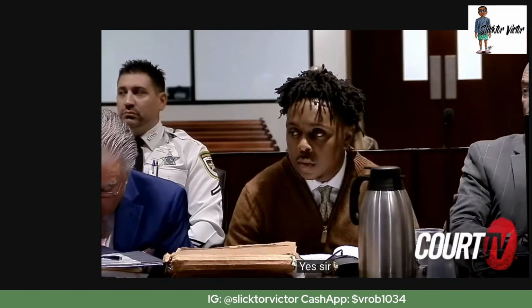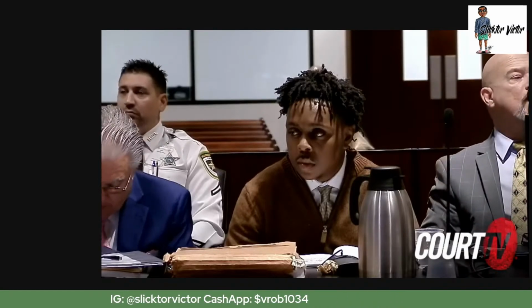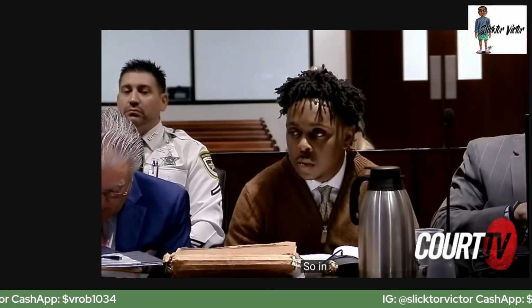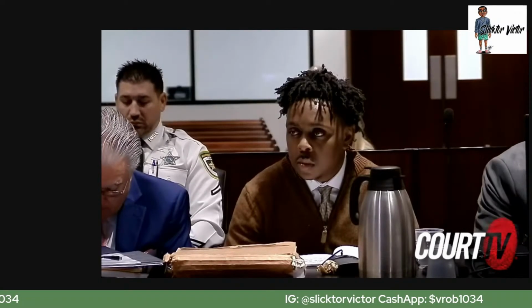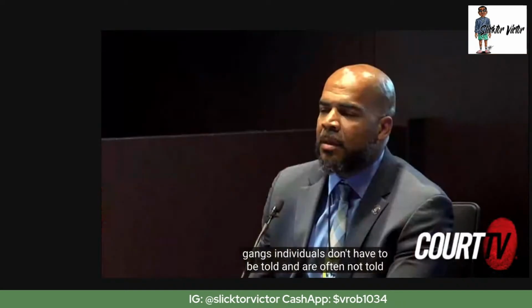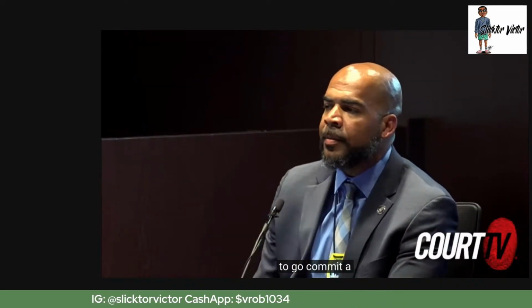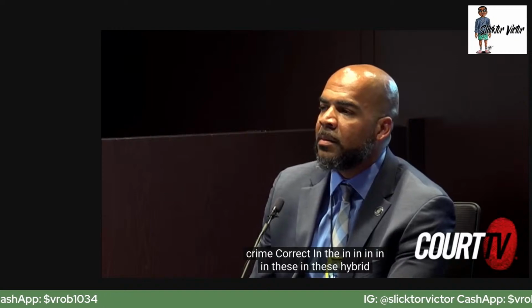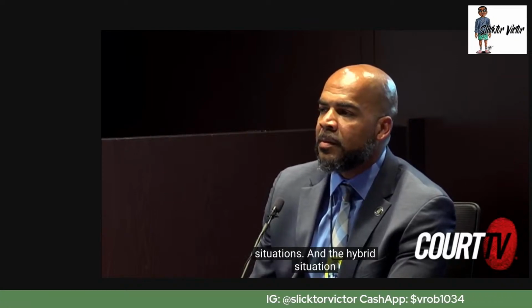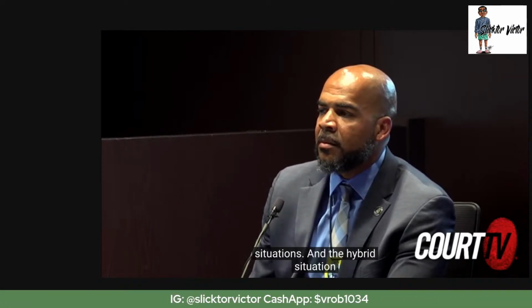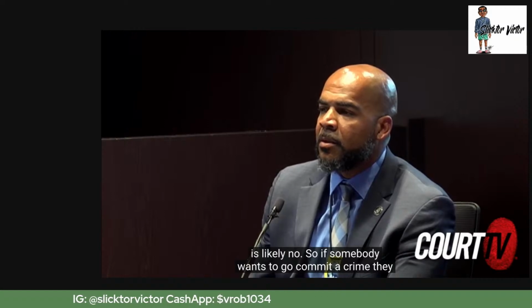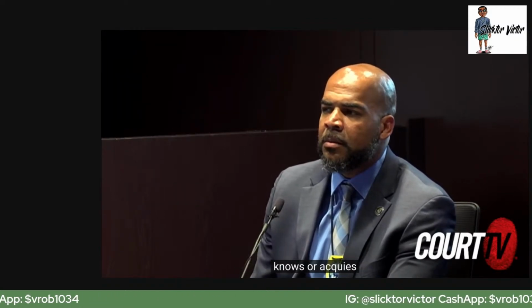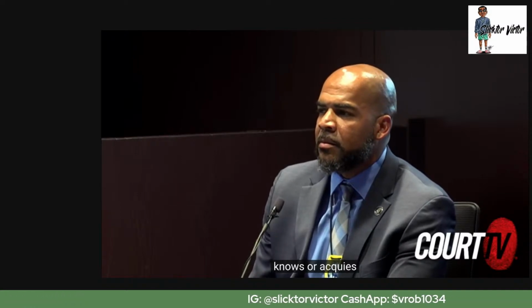So in gangs, individuals don't have to be told and are often not told to go commit a crime. Correct? In these hybrid situations. In the hybrid situation is likely no. So if somebody wants to go commit a crime, they can go commit a crime, and that doesn't mean that anybody else knows or acquiesced or was a part of it, correct? Correct. You have the one-offs that go and do what they do, not part of any kind of a problem.